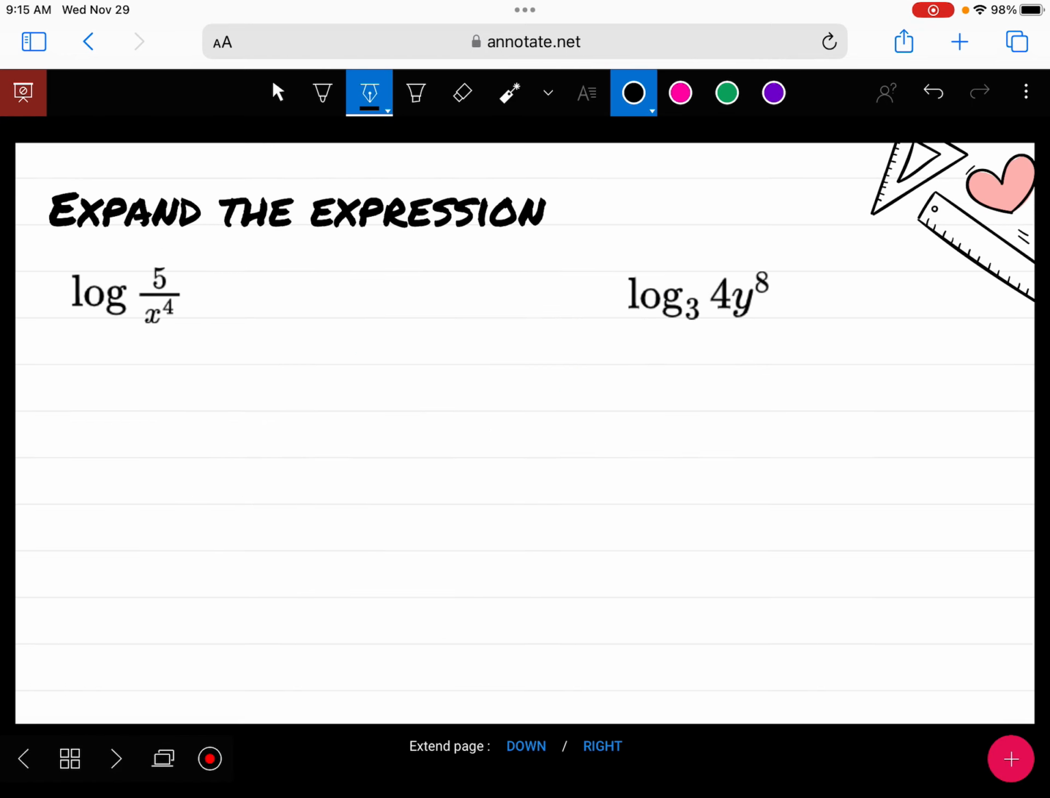All right. So sometimes we're not going to be asked to evaluate. We're just going to be asked to expand it. Make it as long as possible. So we're going to be using our properties to expand the expression.